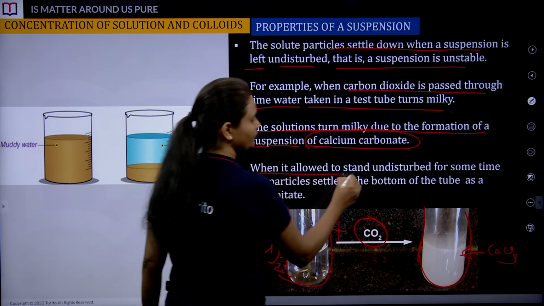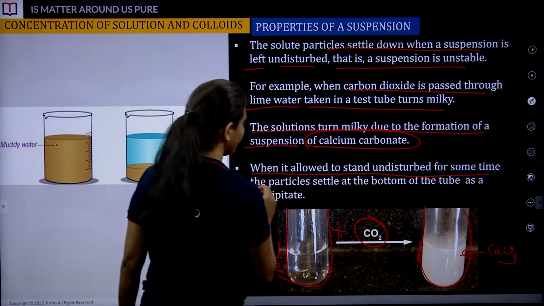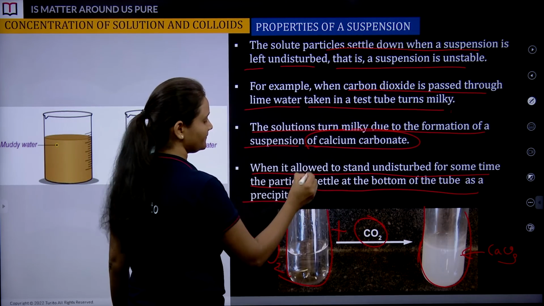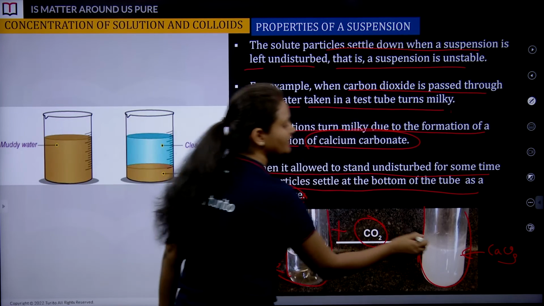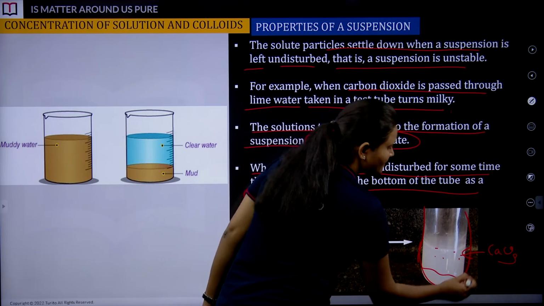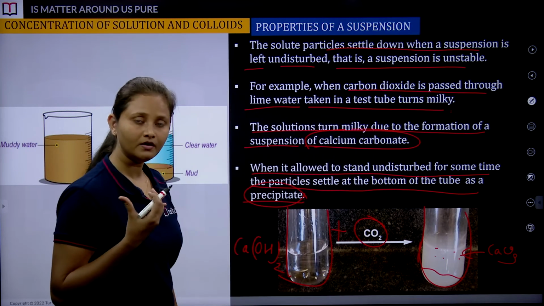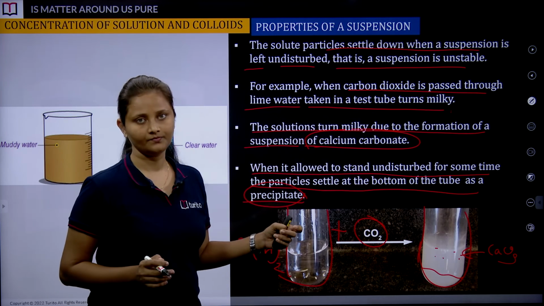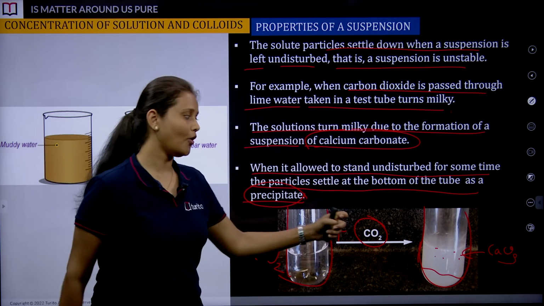When it is allowed to stand undisturbed for some time, the particles settle at the bottom of the tube as precipitate. Definitely, students, the suspended particles are going to settle down at the bottom of the test tube, and that state is known as precipitation, or the precipitate particles being observed.